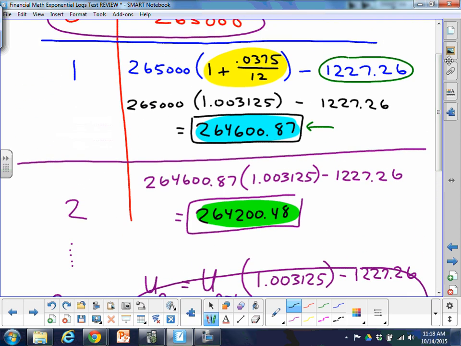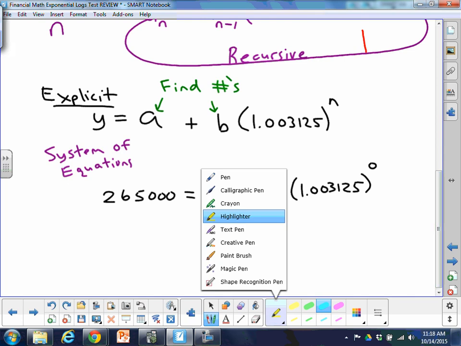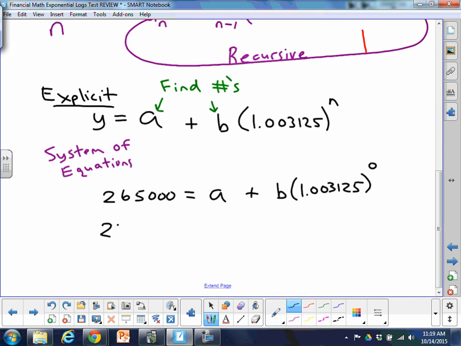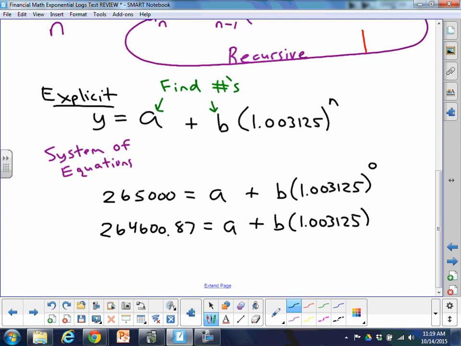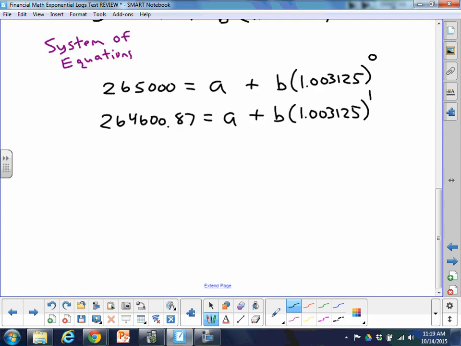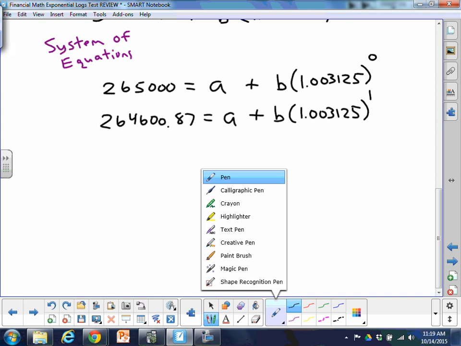Its y value, and I'm sorry, the one was the x value, sorry. The y value was the 264,000 that we owed. So let's set that one up. It's 264,600 and 87 cents. That's going to equal, again, some A that I don't know, plus some B that I don't know, times all of this. But now that one was after 1 month, to the first power. So we have a system of equations to solve here. Going back to algebra stuff.